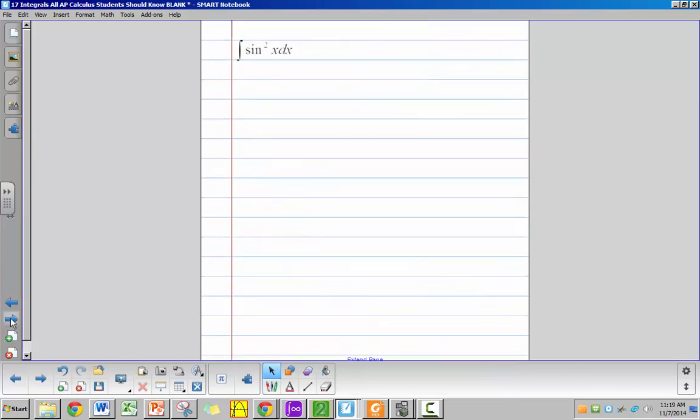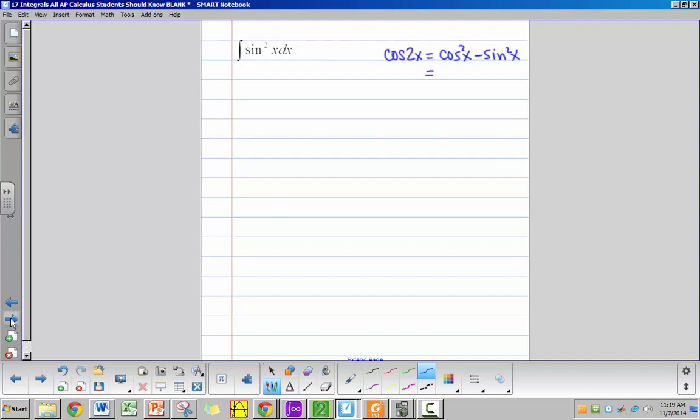All right, next one, moving right along. Sine squared x. Well, this one we have to use an identity, and we have to remember that cosine of 2x is equal to cosine squared x minus sine squared x. Well, I need, clearly, sine squared.